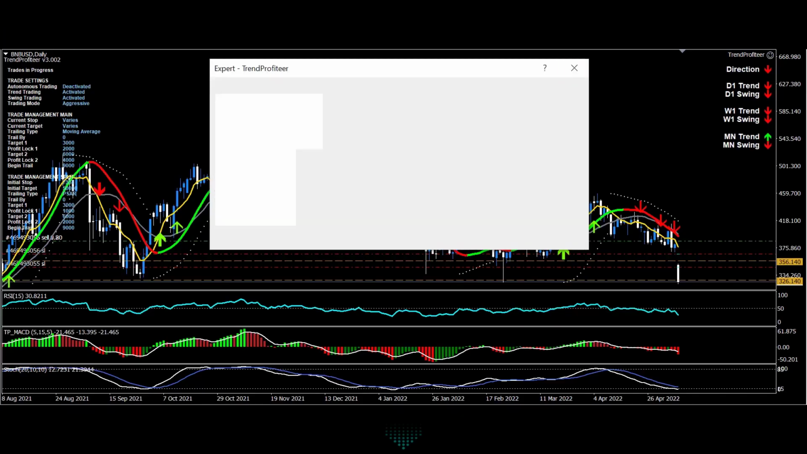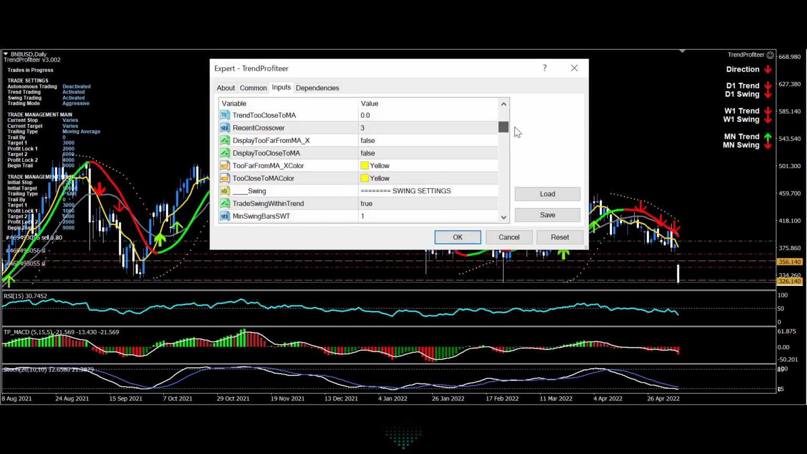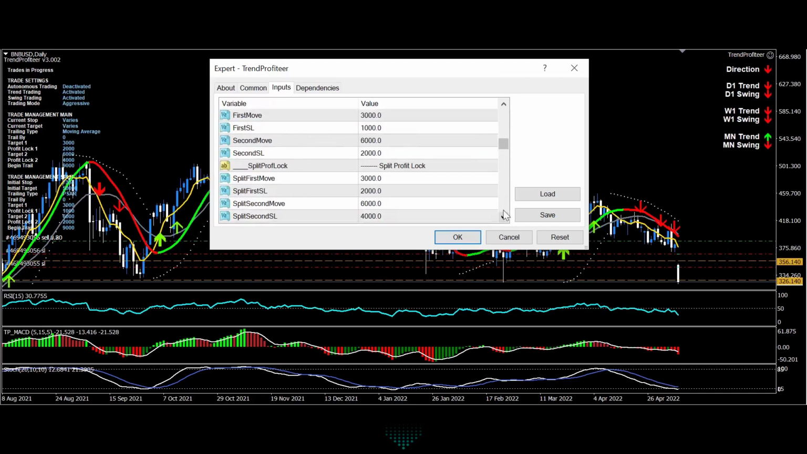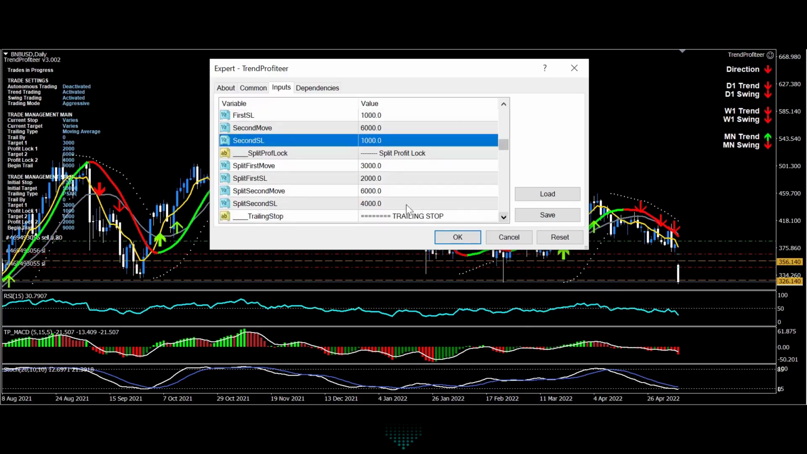Hey, so I want to adjust my stops now. Everything is done automatically, but in this case, it's moved down so far, so quickly that I'm going to intervene. So I'm just going to go through the settings and go to the profit lock section, and adjust the profit lock moves. Now they've already happened, but by adjusting here, my stops will be tightened just a little bit more. So I'm going to change my second stop loss from 2,000 to 1,000, and my split profit lock, which is the second part of my trade, from 4,000 to 3,000.